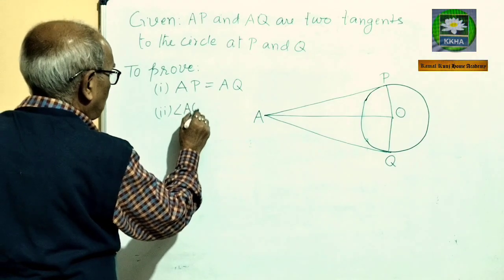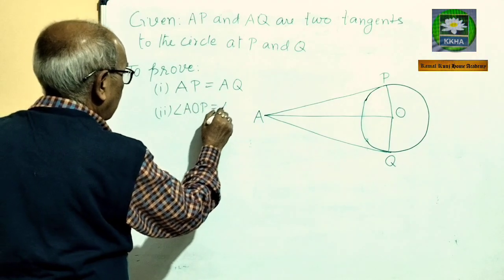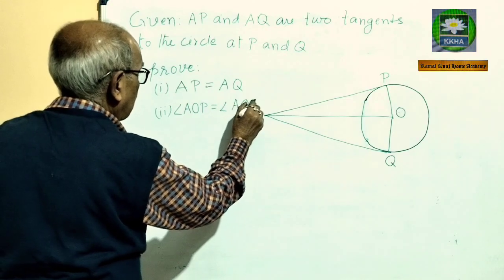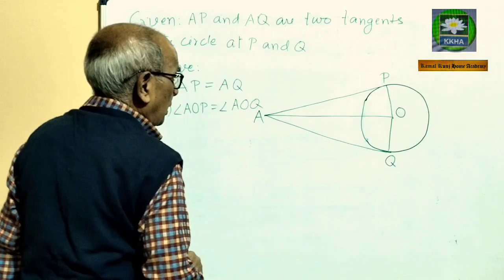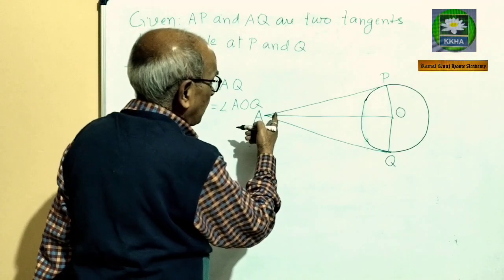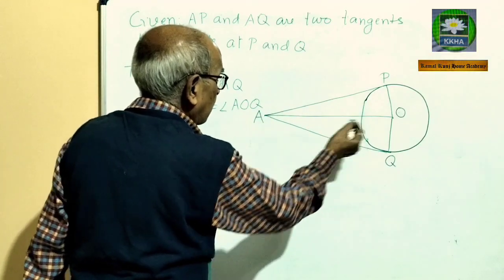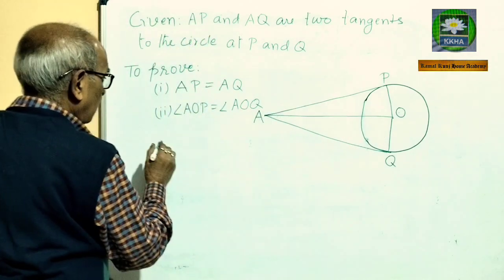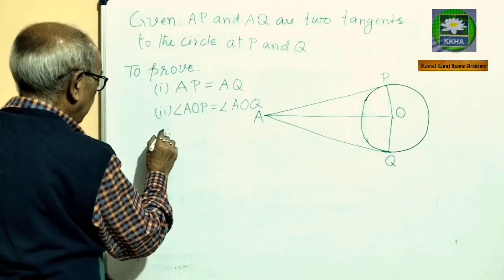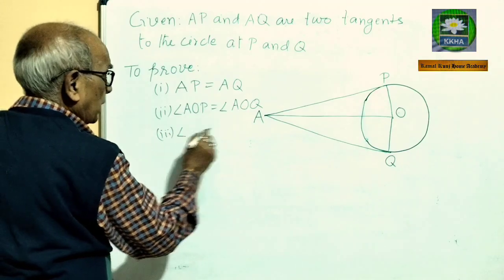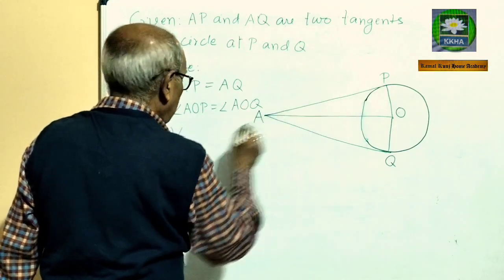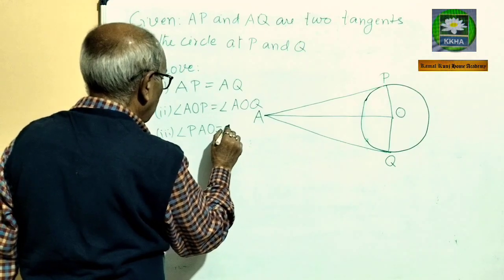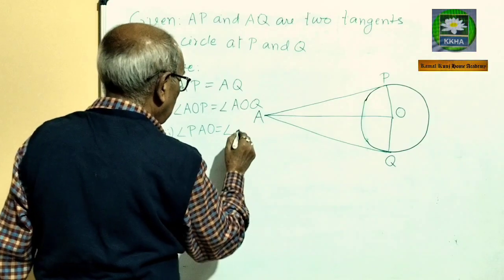Angle AOP equal to angle AOQ, and they are equally inclined to this line segment joining center and this point. It means these two angles are equal: angle PAO is equal to angle QAO.